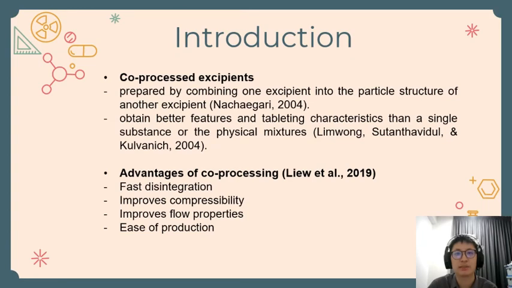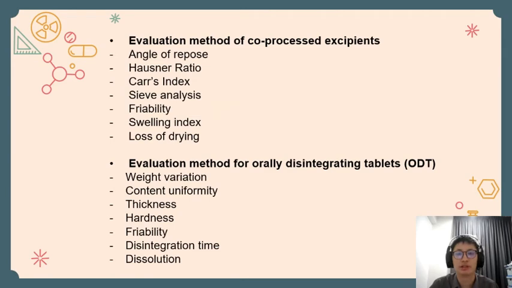Co-processed excipients are prepared by combining one excipient into the particle structure of another excipient to obtain better features and tableting characteristics than a single substance or physical mixture. Advantages of co-processing are fast disintegration, improved compressibility, improved flow properties, and ease of production. From the literature review, angle of repose, hardness ratio, Carr's index, sieve analysis, friability, swelling index, and loss on drying are the methods to evaluate the co-processed excipients.